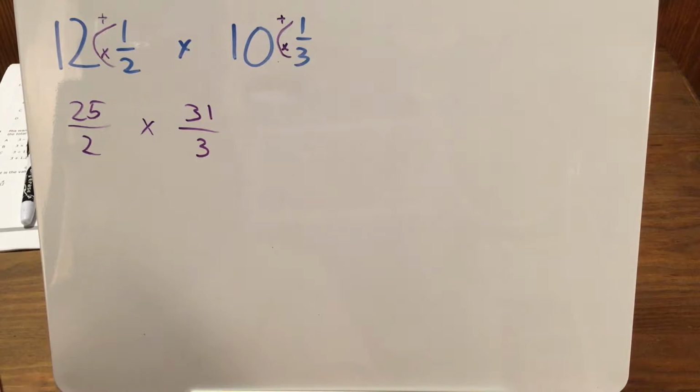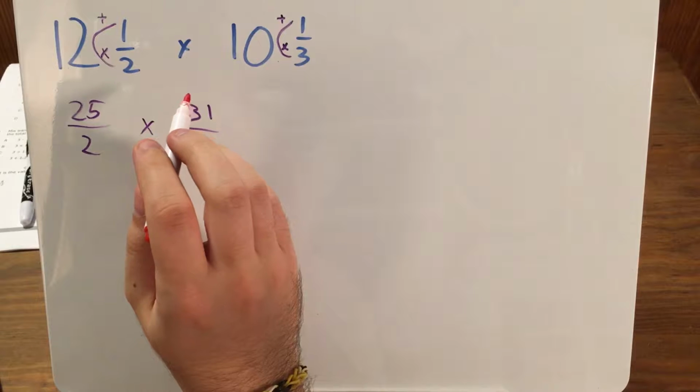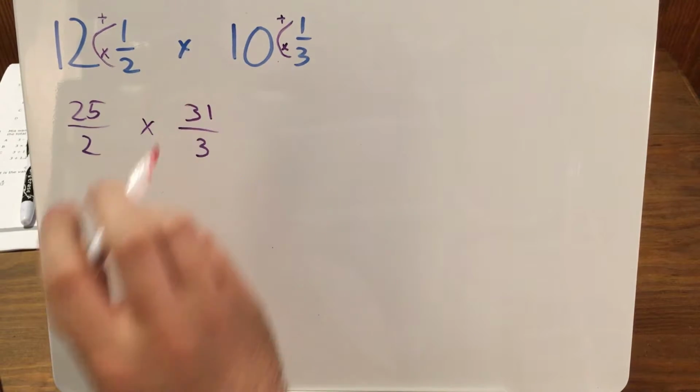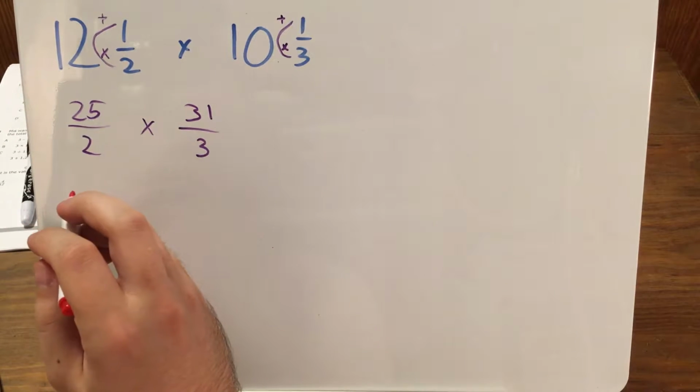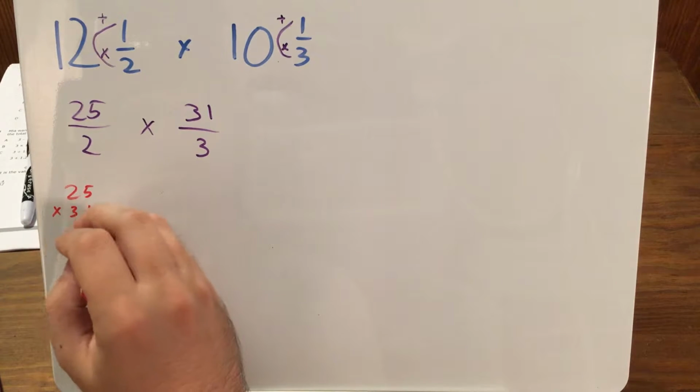And now I can go ahead and multiply across my numerators and denominators. So I'm going to go ahead and do this multiplication problem the way that I know to do it, with the box method. 25 times 31.